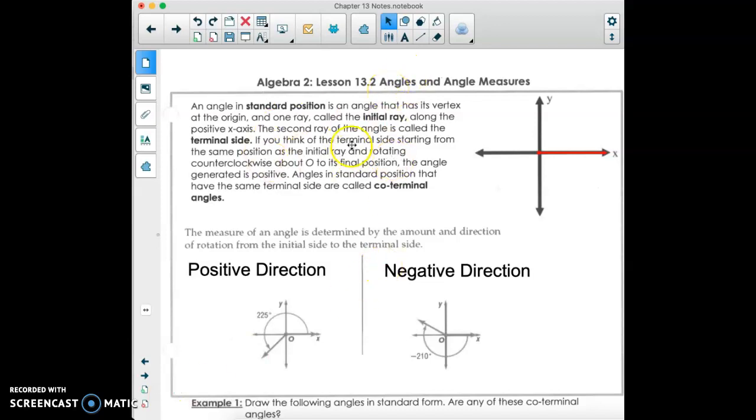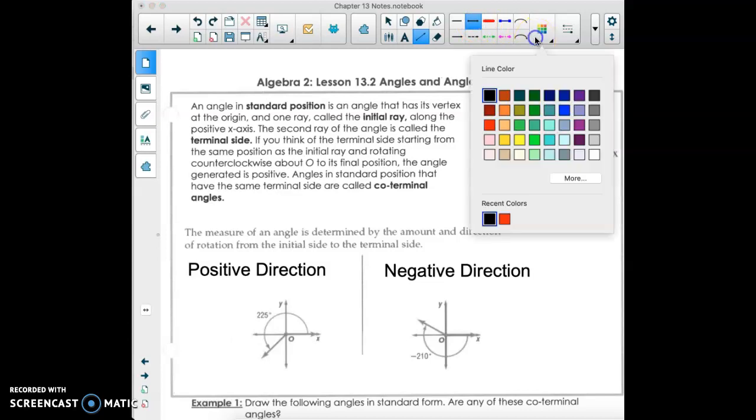I'm not going to read this whole thing, but the general idea that I want you to get out of this is that an angle in standard position has different parts. The first part is called the initial ray. That's what I've already done here. The initial ray starts at the vertex and it extends along the positive x-axis. That is the initial side.